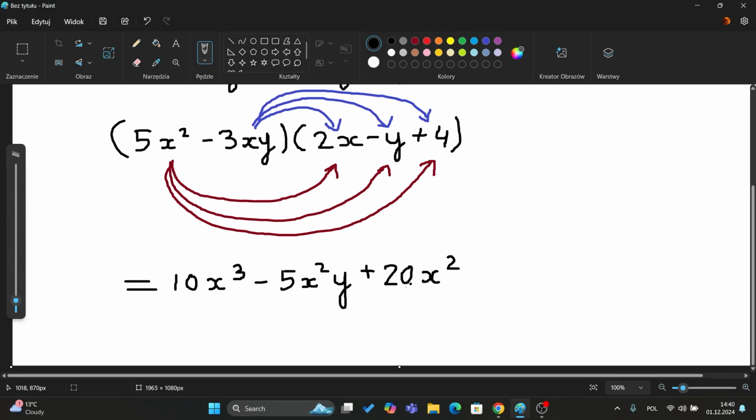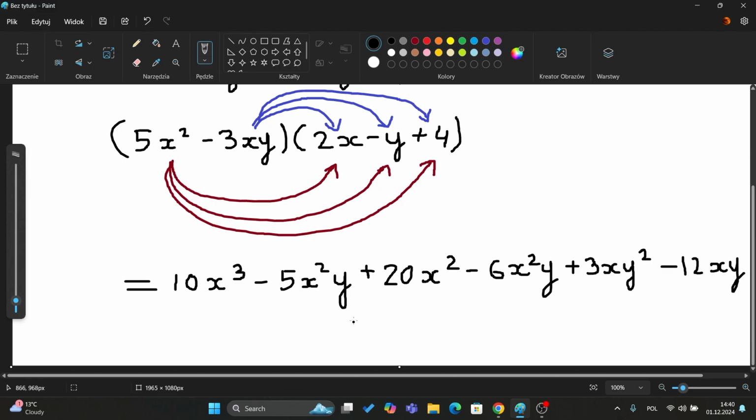Now we deal with minus 3xy multiplied by the bracket, and we get minus 6x squared y, and minus 3xy times minus y is going to be plus 3xy squared, and minus 3xy times 4 is minus 12xy.